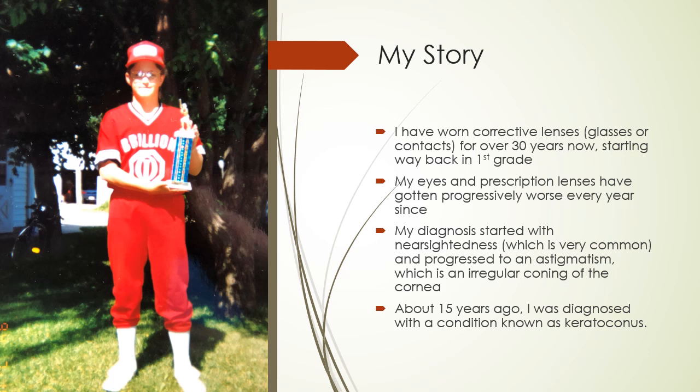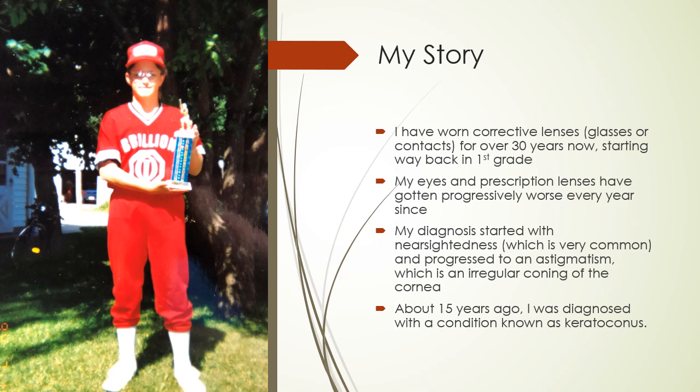To understand how personal the role of visual impairments is to me, I wanted to share my story a little bit. I have worn corrective lenses, either in the form of glasses or contacts, for over 30 years, starting way back in first grade. My eyes and prescription lenses have gotten progressively worse each year since. My diagnosis started with nearsightedness, which is, as earlier noted, very common, and progressed to an astigmatism, which is an irregular coning shape of the cornea. About 15 years ago, I was diagnosed with a condition now known as keratoconus.